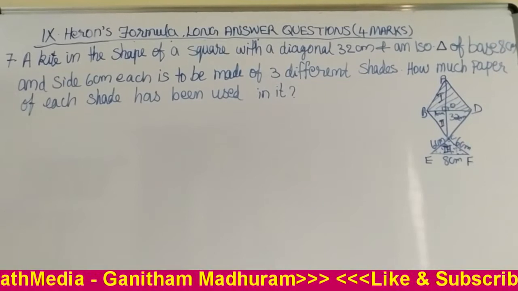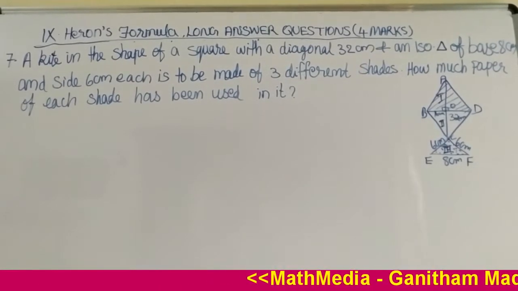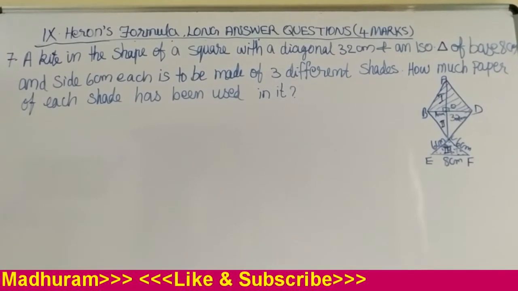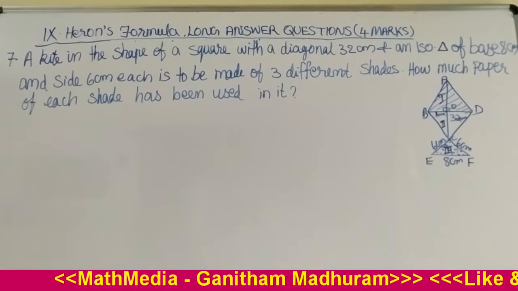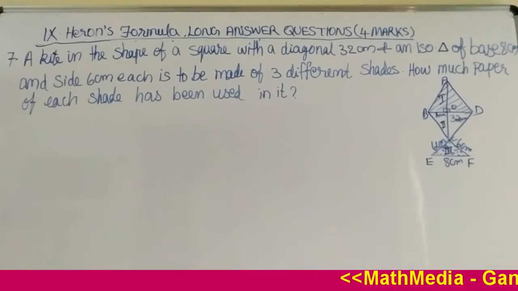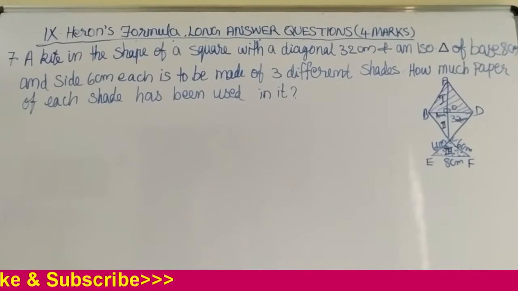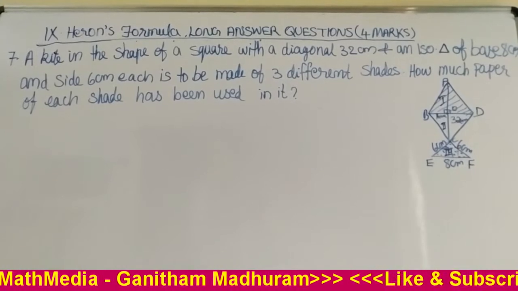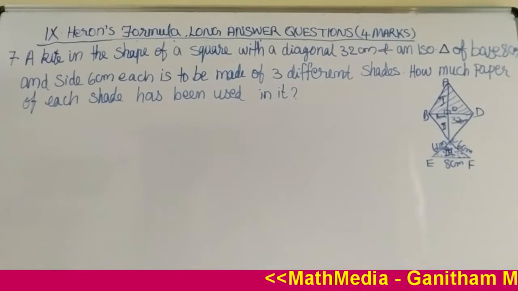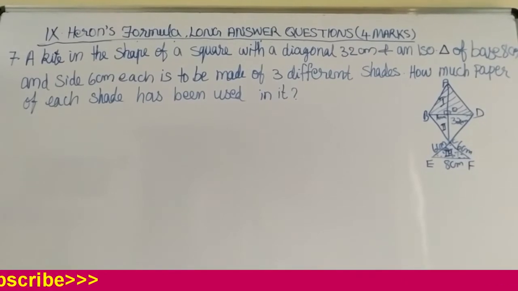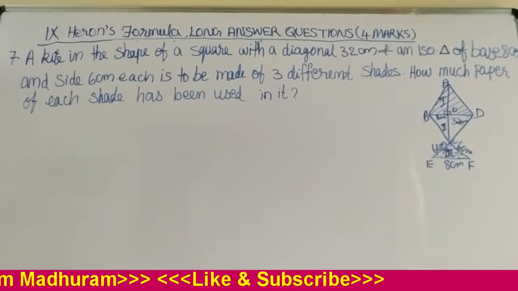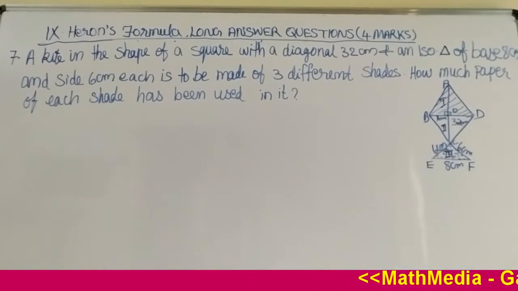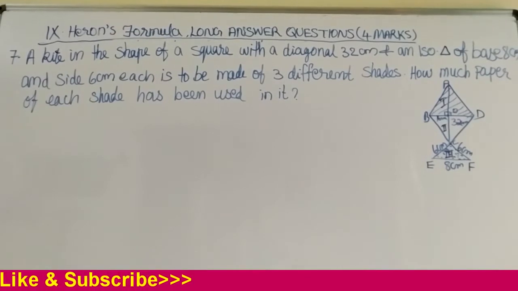Next question. A kite in the shape of a square with a diagonal of 32 centimeters and an isosceles triangle of base 8 centimeters and sides 6 centimeters each is to be made of 3 different shades. How much paper of each shade has been used in it? The figure has been drawn there, and it is a square ABCD and an isosceles triangle CEF.